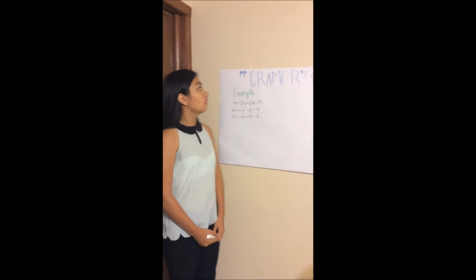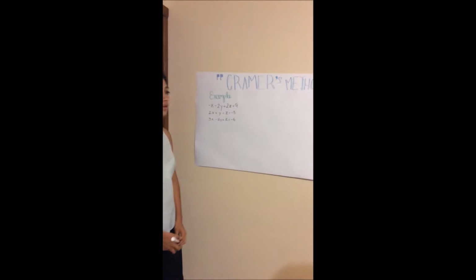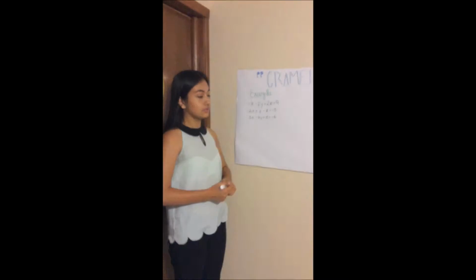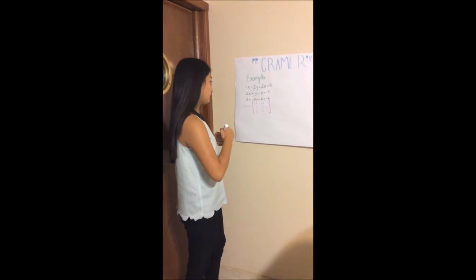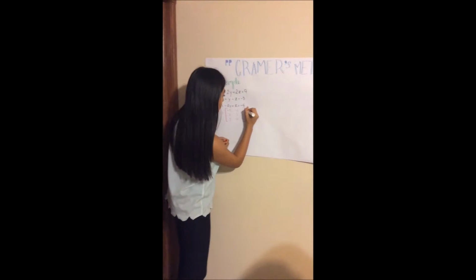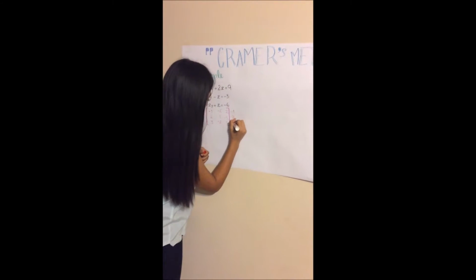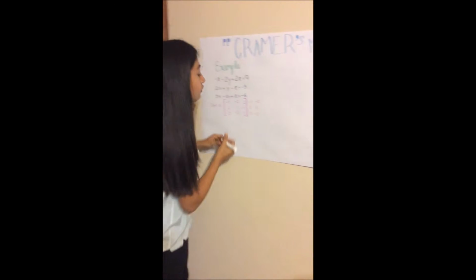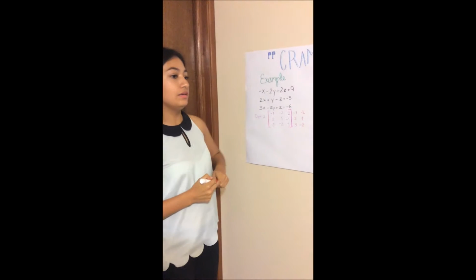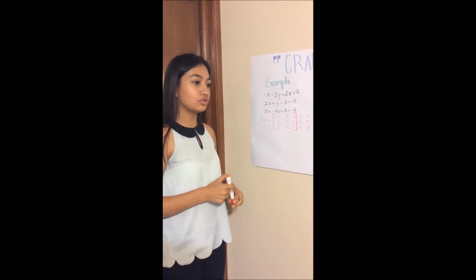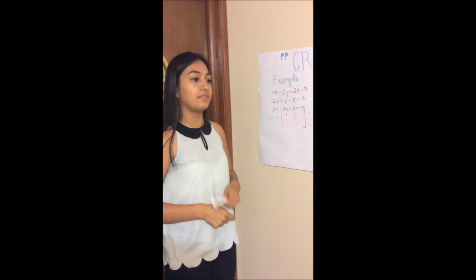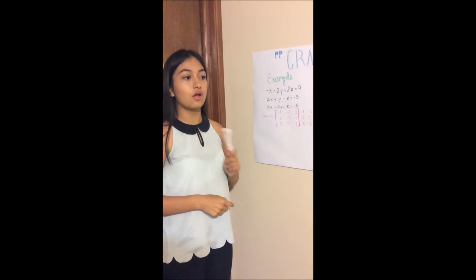Subtopic 2, Cramer's method. The first step is to write the coefficients of the equation in a matrix. The second step is to write the first two columns to the right. And as before, you will do the addition of the multiplication of the main diagonals subtracted by the addition of the multiplication of the non-main diagonals.